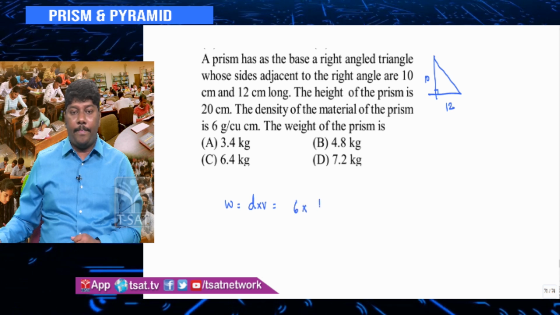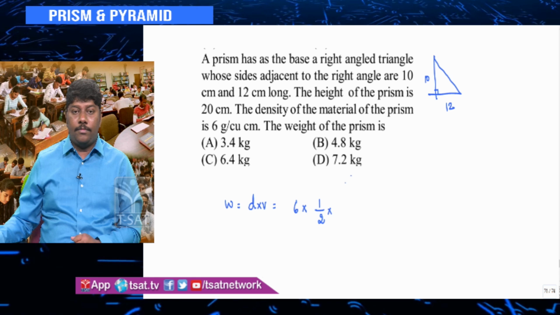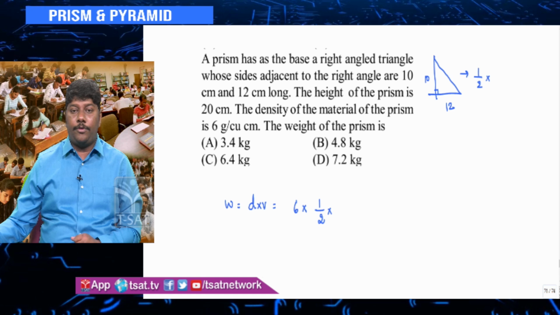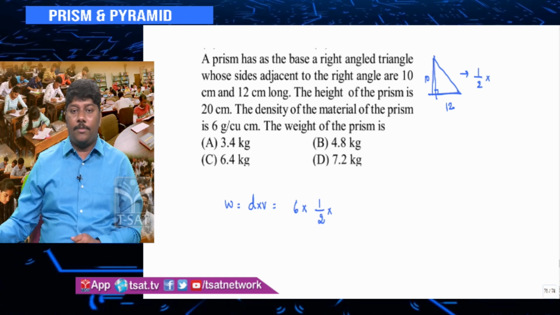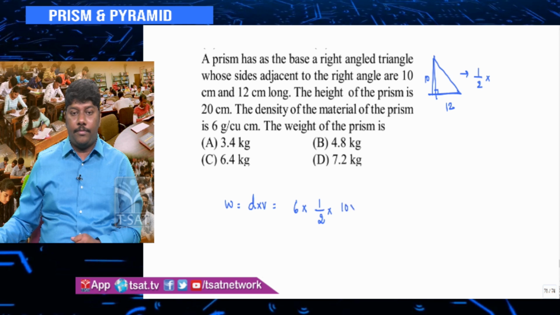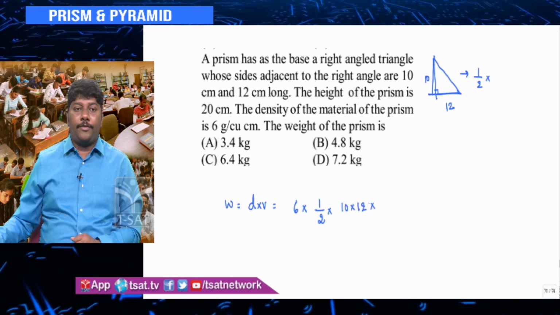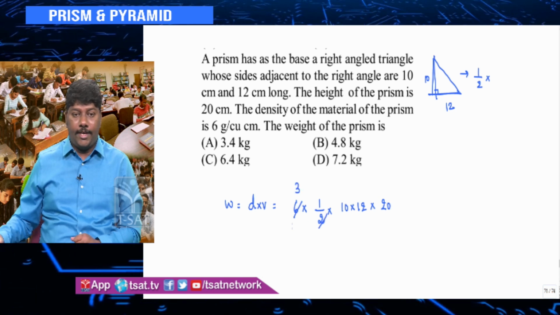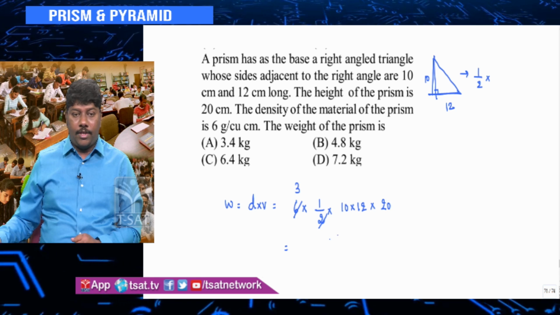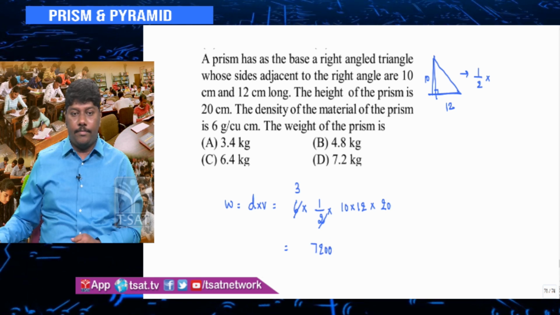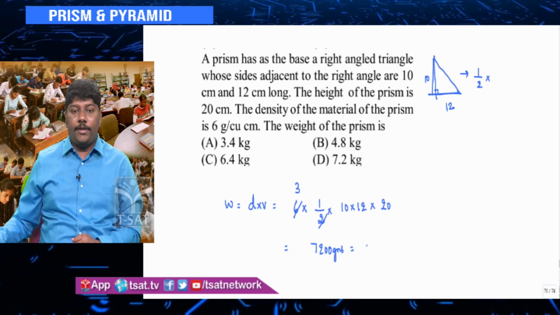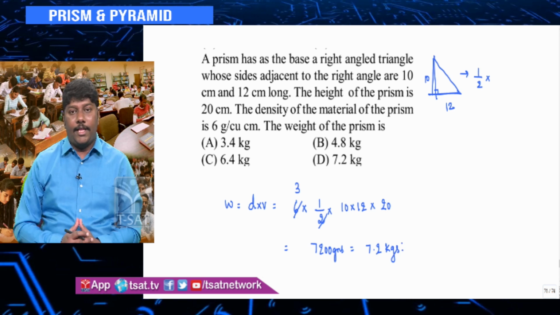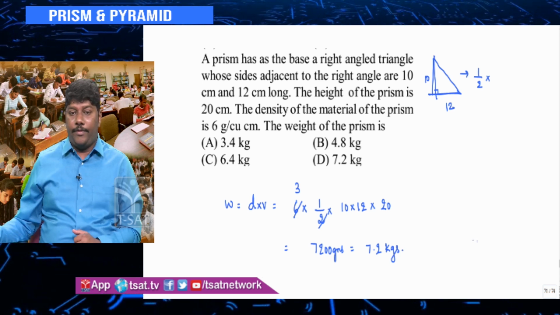Volume is base area. Base area is half into, what is the area of a right angled triangle? Half into base into height. One side becomes base, one side becomes height. So it is half into 10 into 12 into the height of the prism. Height of the prism is 20. Cancel this. It is in grams. 36 into 2, 72. So 7200 grams. Convert it into kgs, it is 7.2 kgs. So the answer is 7.2 kg is the weight of the prism.